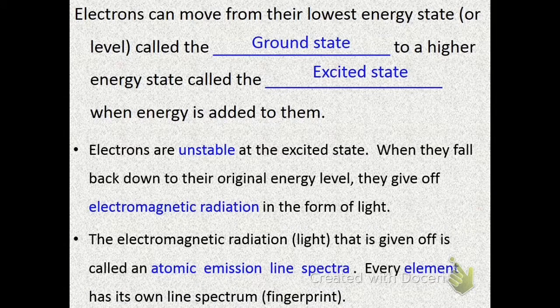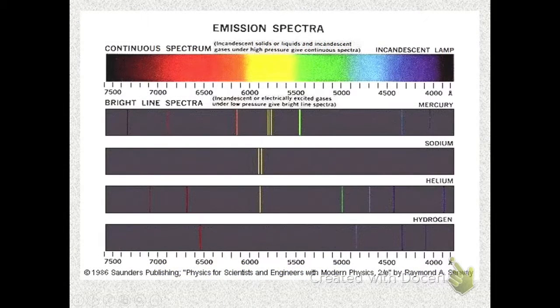The light that is given off is called the atomic emission line spectra, and every element has its own unique fingerprint of light that it gives off. Here's an example of some different emission spectra for different elements. And as you can see, certain lines representing certain wavelengths show up in different elements, which allow you to figure out exactly which element it is.